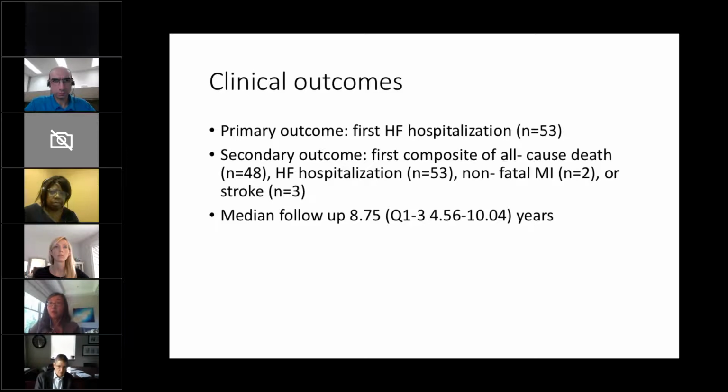Our primary outcome was the first heart failure hospitalization, and our secondary outcome was a composite of all-cause death, heart failure hospitalization, non-fatal MI, or stroke. The median follow-up was 8.75 years.